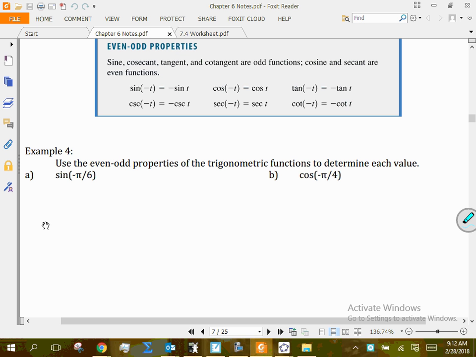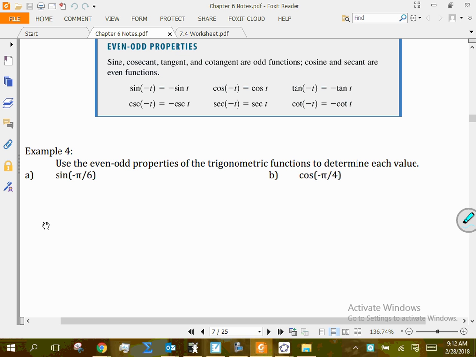The cosine and the secant then are your even functions. So those two, you fold on the y-axis, they would overlap each other. The cosine folds onto itself, and the secant folds onto itself. But when we see those phrases even and odd, they're talking about essentially the symmetry of those functions.